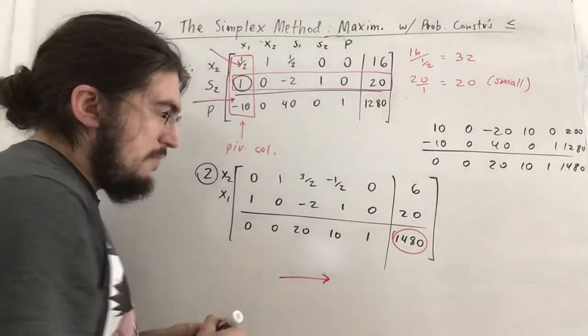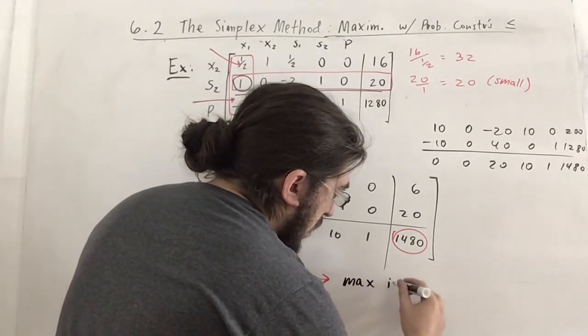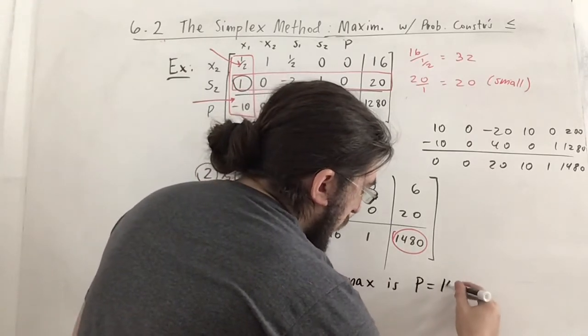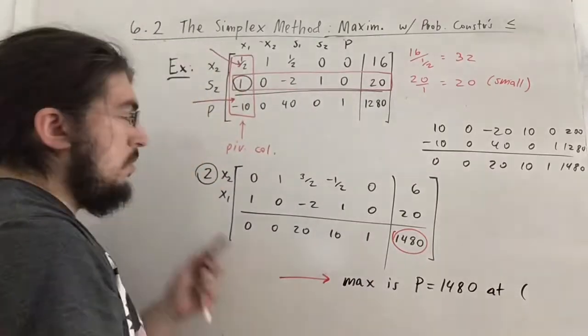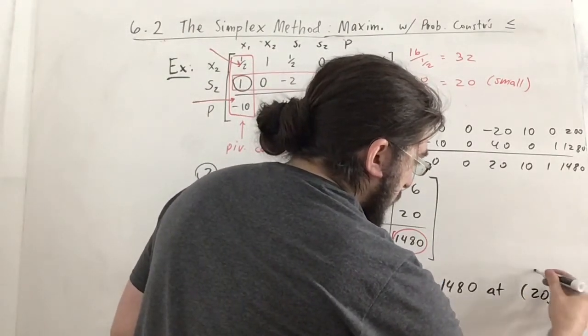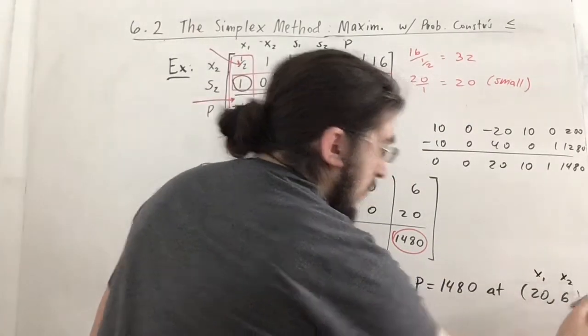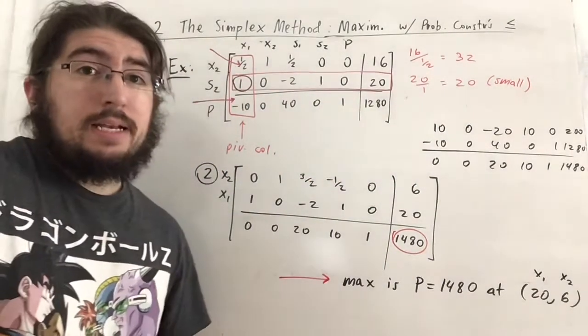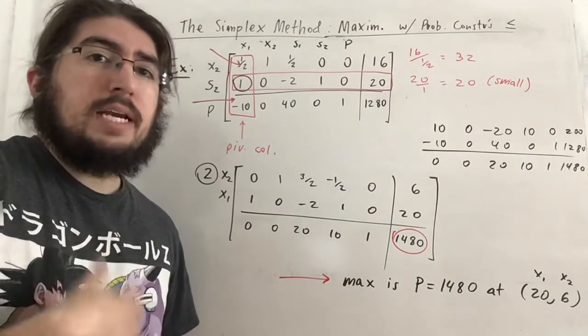So that means we have maximize, and our maximum p-value is p equals 1480, and it occurs at the point x1 equals 20 and x2 equals 6. So this ordered pair is x1 comma x2 like that. Perfect. So that's basically it. And we're going to do one more example, but that's really it for this section. It's just understanding the pivoting process.